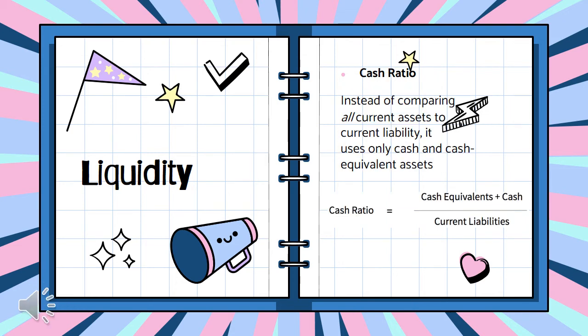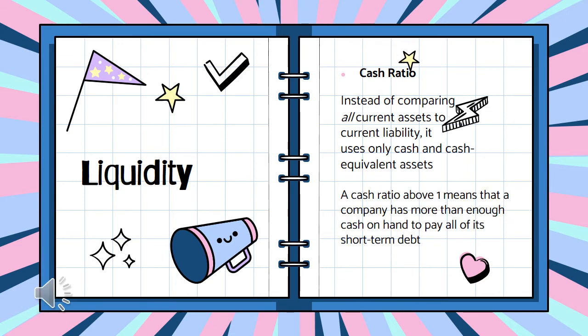One is the cash ratio. In order to get this, we have cash equivalents plus cash divided by the current liabilities. The cash ratio is a much stricter way to measure liquidity than the current ratio. Instead of comparing all current assets to current liabilities, it uses only cash and cash equivalent assets. Cash equivalents are investments that have a maturity date of 3 months or less, such as short-term certificates of deposit.